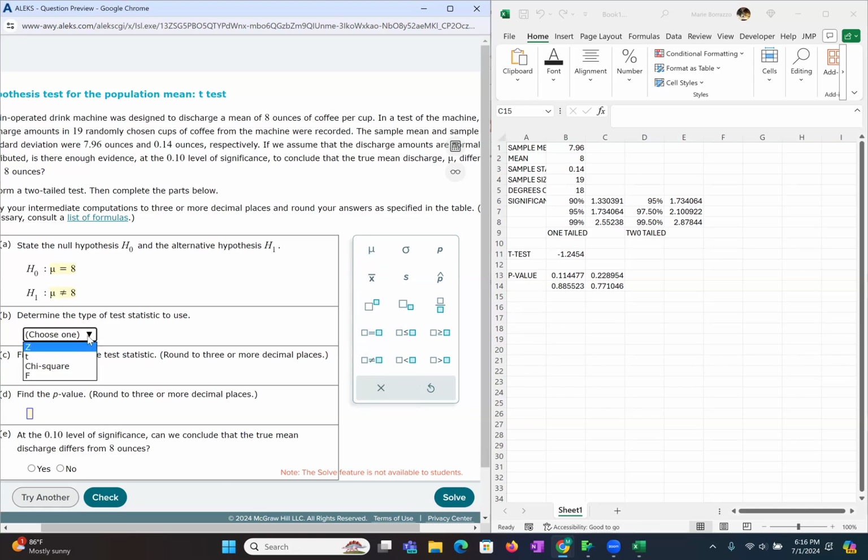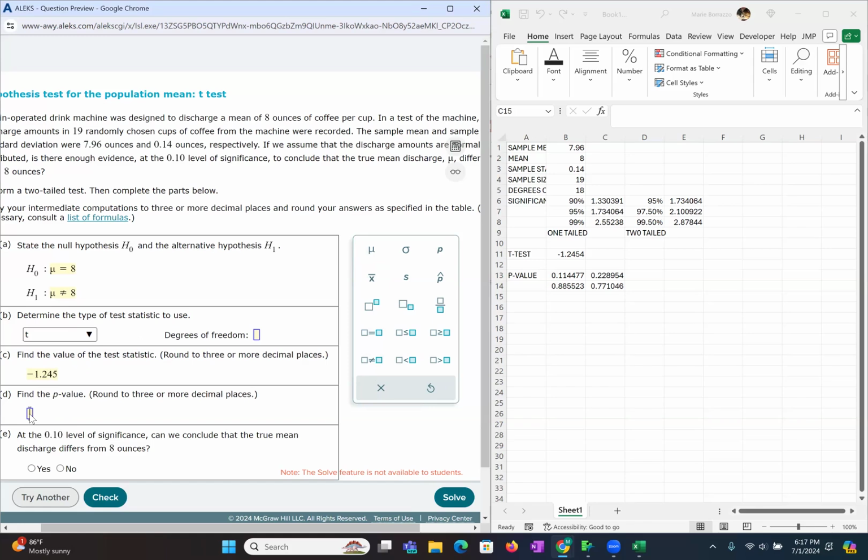Okay, and this is obviously the t-test. So we're going to go with t. Now, the value of the test statistic is negative 1.24. Let's go 1.25 if you want to go there. They want 3 or more decimals. I think 4 or 5.